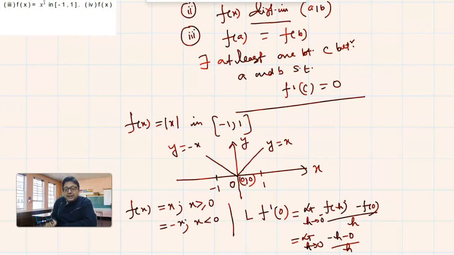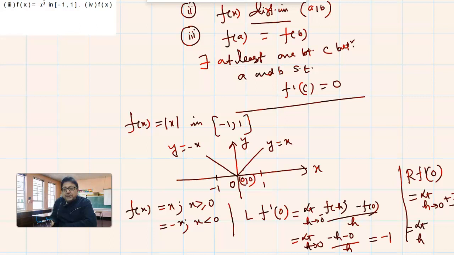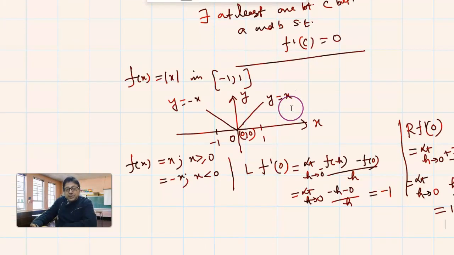If the value is minus 1 here, and then we calculate the right hand derivative at x equal to 0, we will find Rf'(0) in this form, limit h tending to 0 plus of (f(h) minus f(0)) by h. What is the value of f(h) here? This will be (h minus 0) by h. So the value is 1. So you can see that the left hand derivative is not equal to the right hand derivative. So the function is not differentiable at x equal to 0.